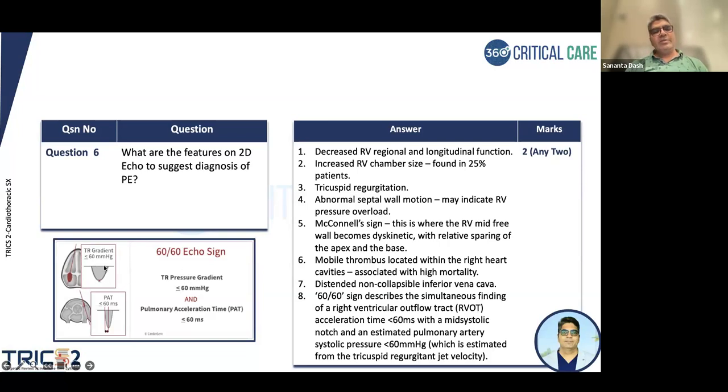That's a little bit of description of this 60-60 sign. How do you do it? You put your Doppler through the tricuspid and get the tricuspid regurgitant gradient. It should be less than or equal to 60. And through the pulmonary artery, you look for the right ventricular outflow tract acceleration time. So that's the 60-60 sign, but it is clinically hardly done. You just talk about the other visual signs that we talked about. Any two of those will do.